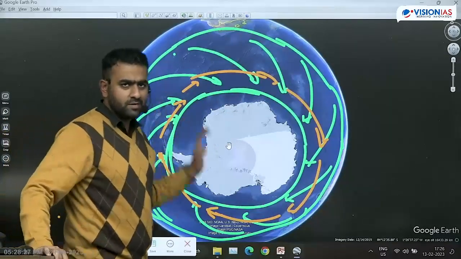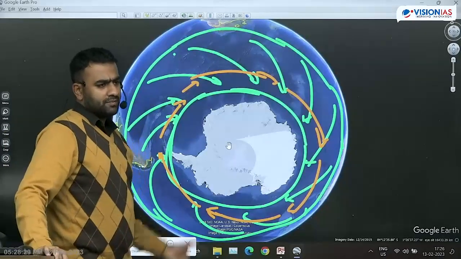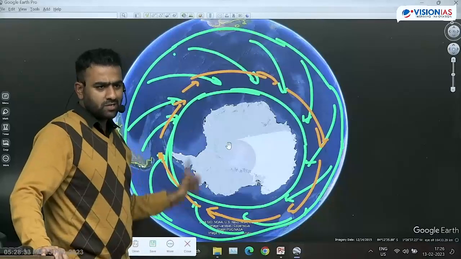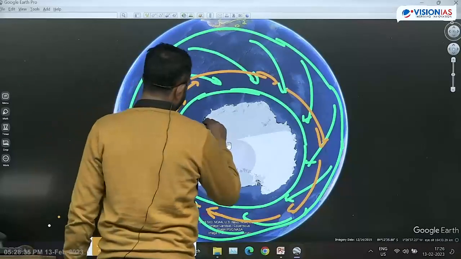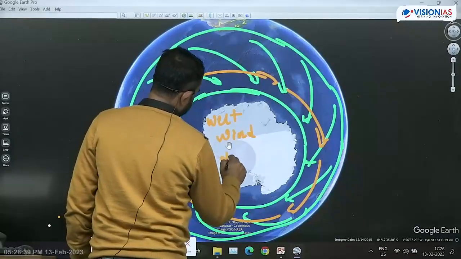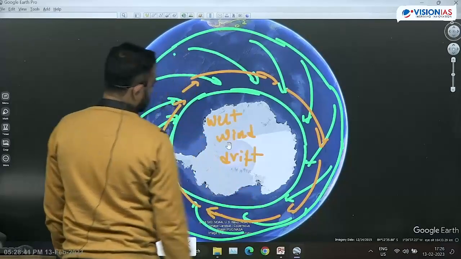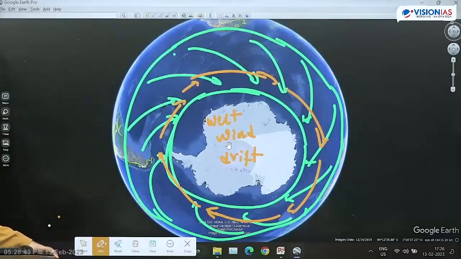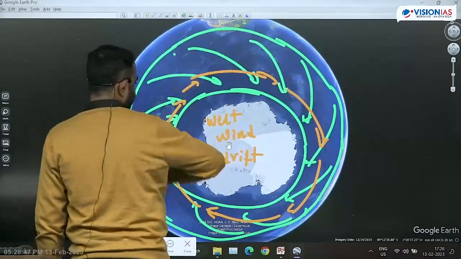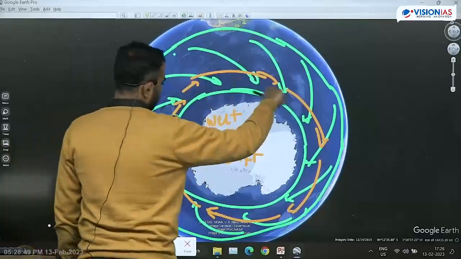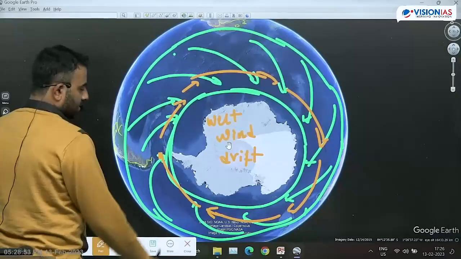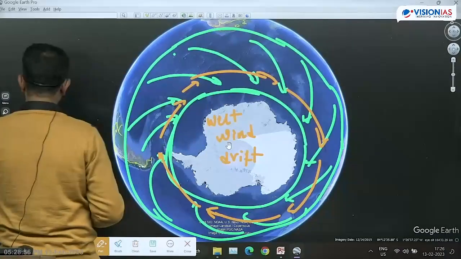Is it a warm current or a cold current? Cold current, because the temperatures are very low. It is near Antarctica, so it is a cold current. And this current is called the west wind drift. It is an oceanic current under the influence of westerly wind, which is why it is called the west wind drift. It continuously circulates the continent of Antarctica. There is no break, there is no discontinuity at all here.